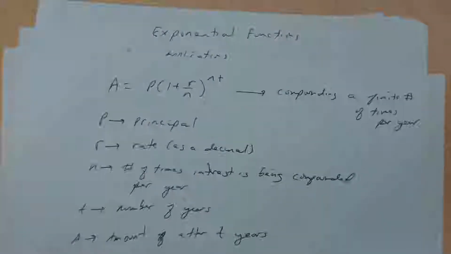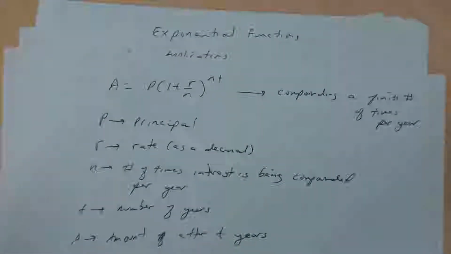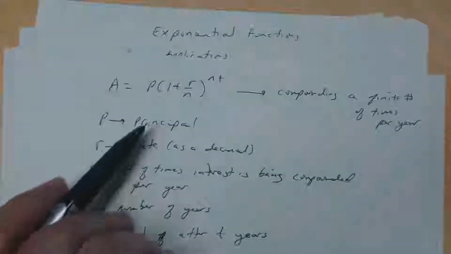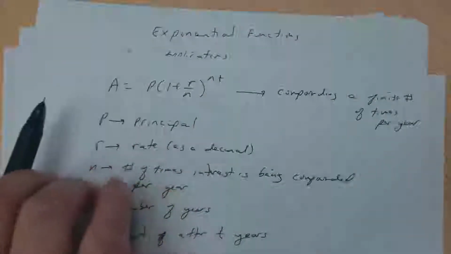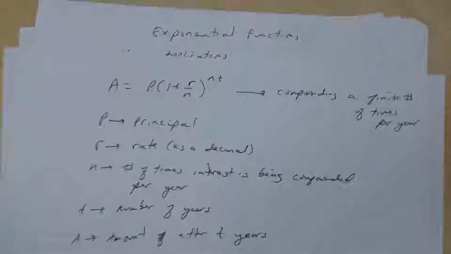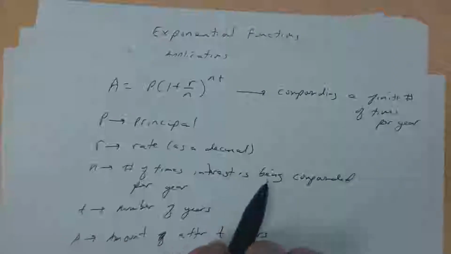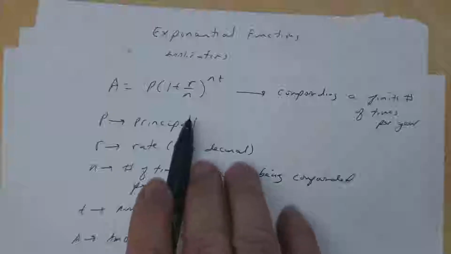It could be listed at 7%, 7.2%, 8.46%. But regardless of what the rate is, it's got to be listed as a decimal. So you don't write it as 4.6%. You got to change the percent to a decimal, and you learned how to do that in a previous course. N is the number of times being compounded per year. So that's what N is.